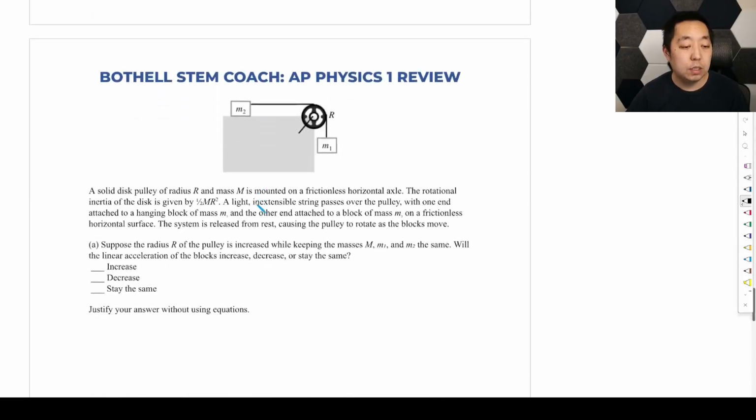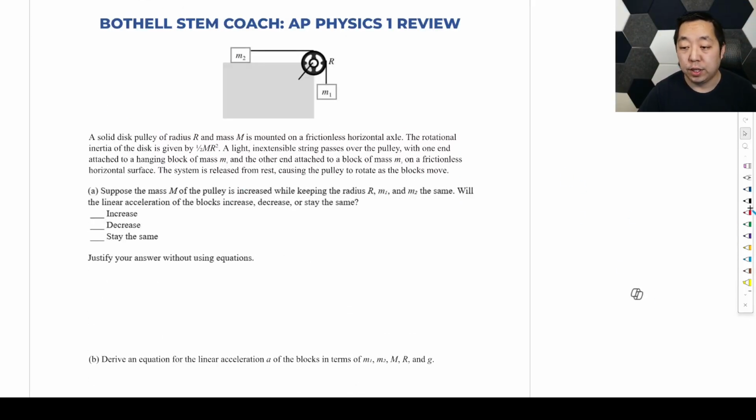Okay? So let's take a look at this FRQ here. We have this solid disk of radius r, mass m, mounted on a frictionless horizontal axle. The rotational inertia of the disk is given by 1/2 m r squared. A light inextensible string passes over the pulley with one end attached to a hanging block of mass m1 and the other end attached to a block of mass m2 on a frictionless horizontal surface. The system is released from rest, causing the pulley to rotate as the blocks move.